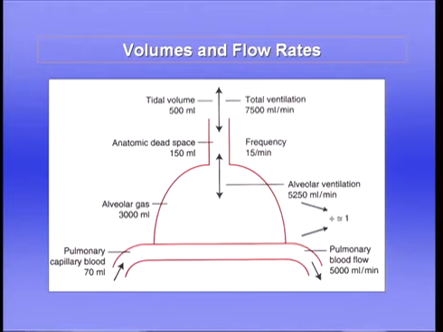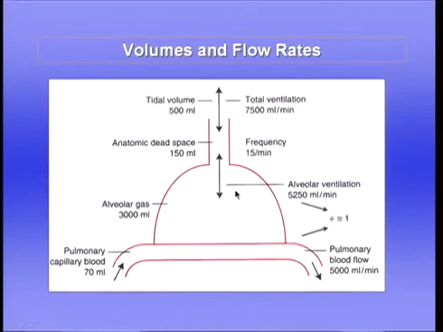Now, what about the amount of blood getting to the blood-gas barrier every minute? Well, of course, that's the cardiac output. The whole of the output of the right heart goes through the pulmonary artery to the pulmonary capillaries. And the cardiac output is of the order of 5,000 ml per minute, 5 or 6 liters a minute, something like this. So now we see an interesting thing.